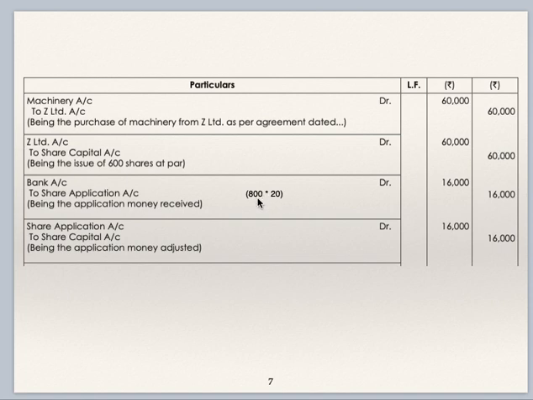Then 800 shares they have issued and they have called up 50 per share, 20 on application and allotment, first call and final call, 10 each. 20 rupees per application they have received on 800 applications. So bank account debit to share application 16,000, 800 into 20, and share application to share capital 16,000.